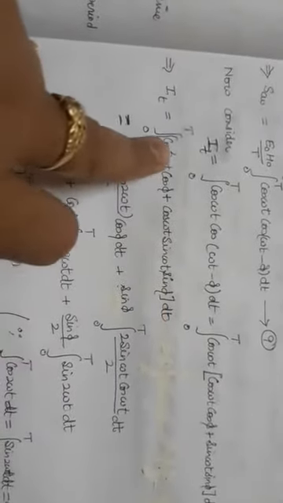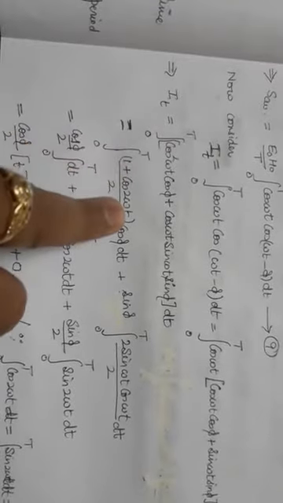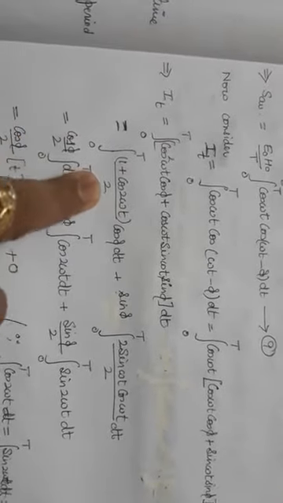Now again, on opening the brackets, you will get this type of equation. From this equation, I will write cos square omega t as 1 plus cos 2 omega t divided by 2. This is the cos 2a formula.